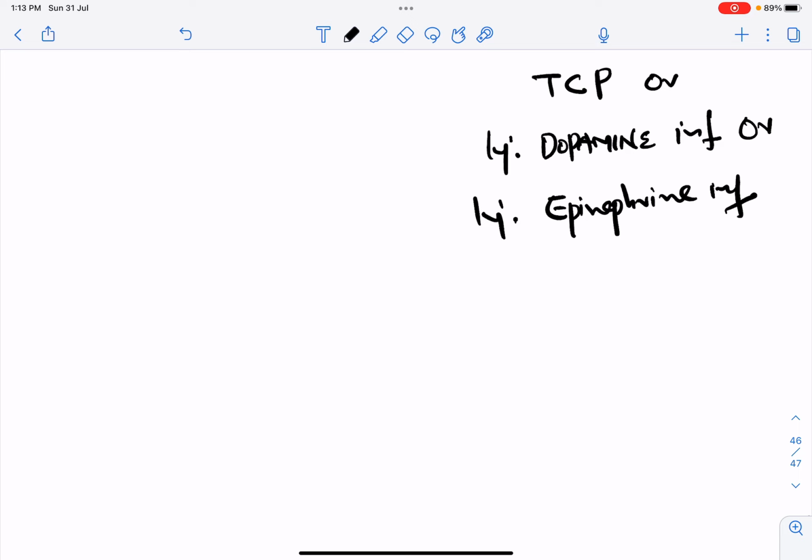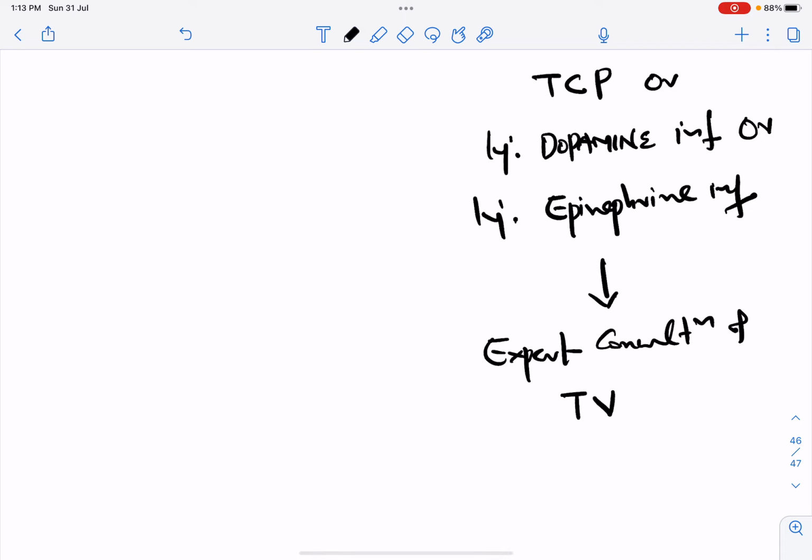Still, even after giving these medications, if the bradyarrhythmia persists, then the last treatment option is expert consultation. That is a consultation with a cardiologist. Consultation and transvenous pacing. This is the treatment algorithm for bradyarrhythmia.